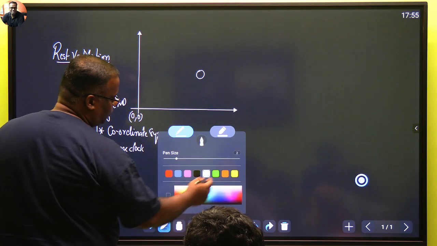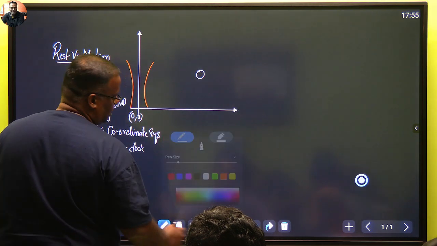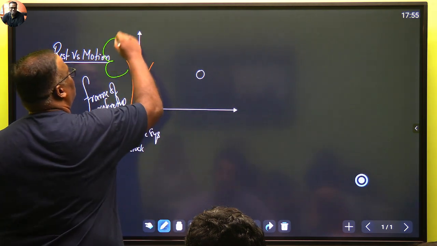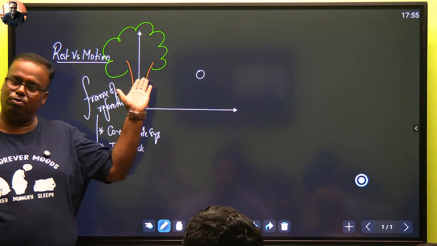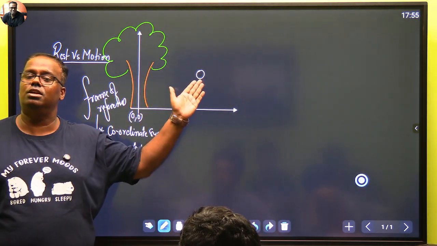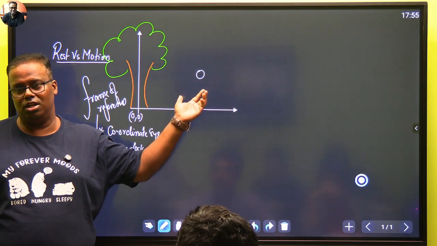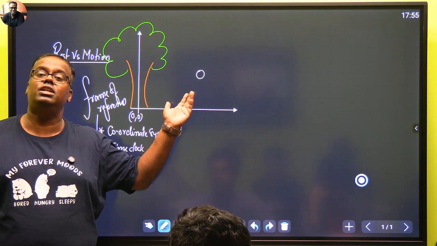आप इस frame of reference को कैसे देखते हो? आप एक पेड़ को भी frame of reference बना सकते हो। With respect to this tree is my frame of reference. If the position of the object is changing, then the object is in motion. If the object does not change, then we say what? The object is at rest.